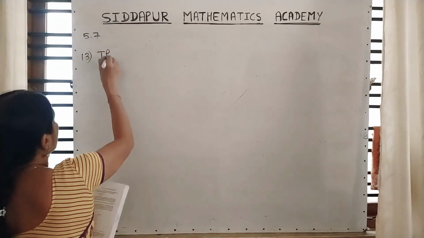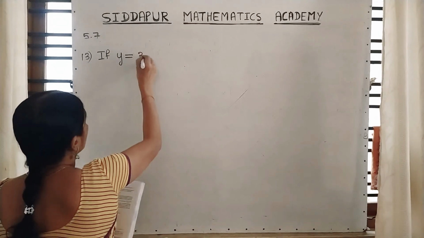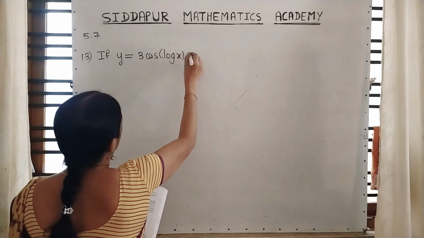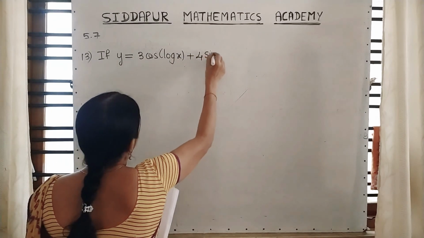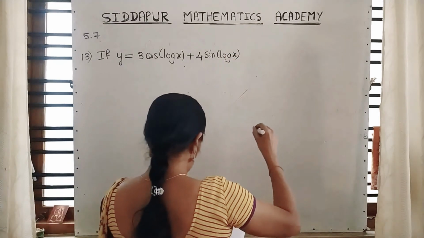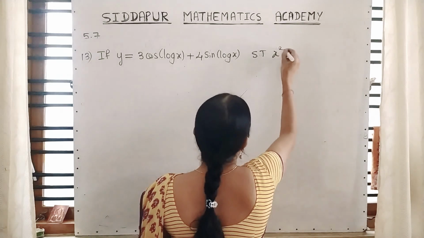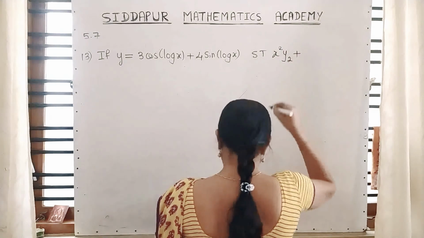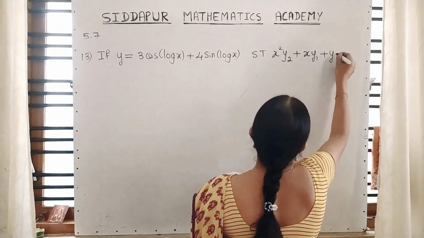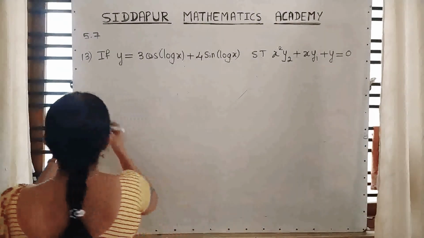If y is equal to 3 cos log x plus 4 sin log x, show that x square y2 plus xy1 plus y is equal to 0. See again 5 mark question.